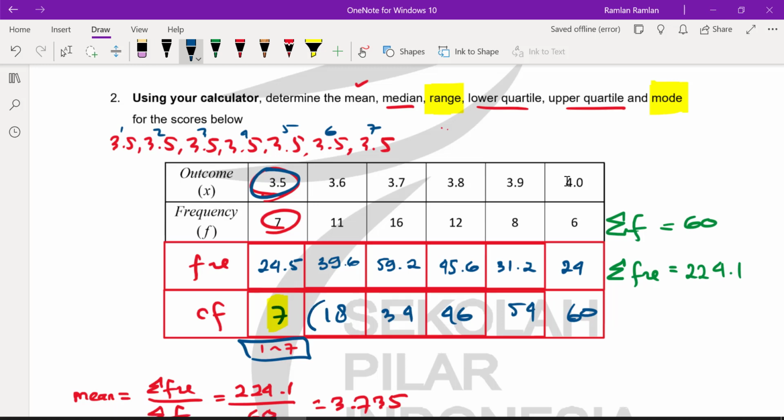The next one is this one over here. So 18, what does that mean? It means that data number 8 until data number 18 is 3.6. So why is it not from data number 1?